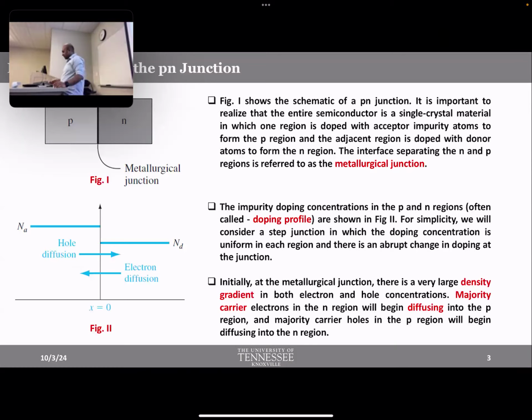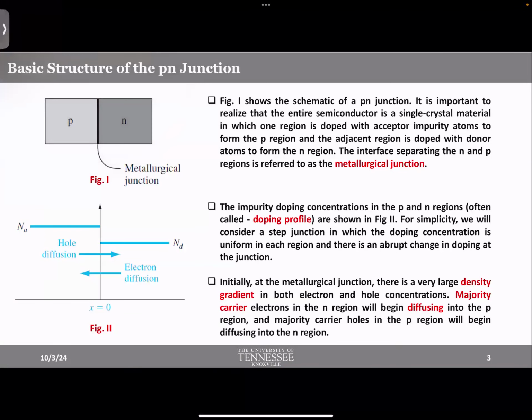So moving forward, we discussed the concept of metallurgical junction.